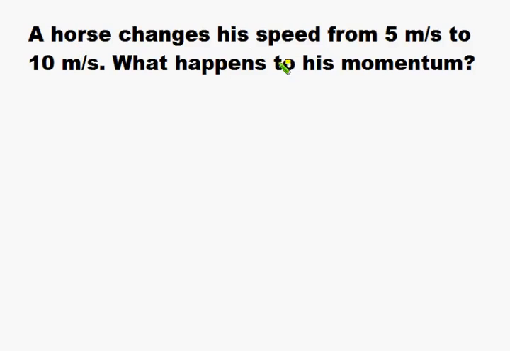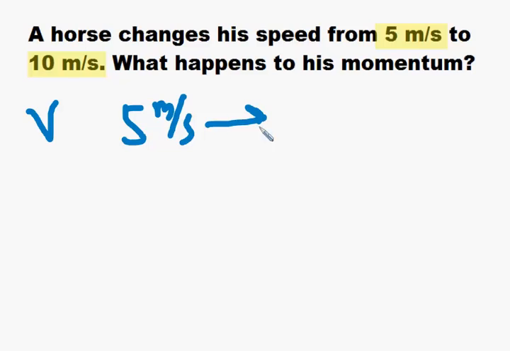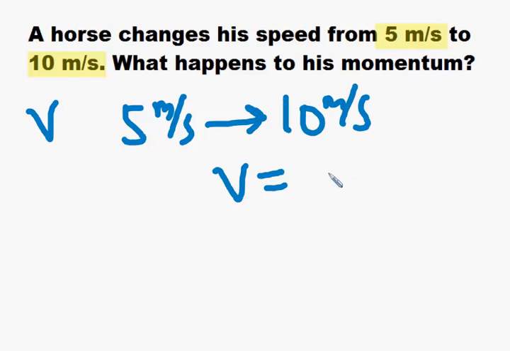Here's a horse. The horse changes speed from 5 meters per second to 10 meters per second. What happens to his momentum? Since it's the same horse, the mass doesn't change. The velocity goes from 5 meters per second to 10 meters per second. In other words, the velocity doubles.